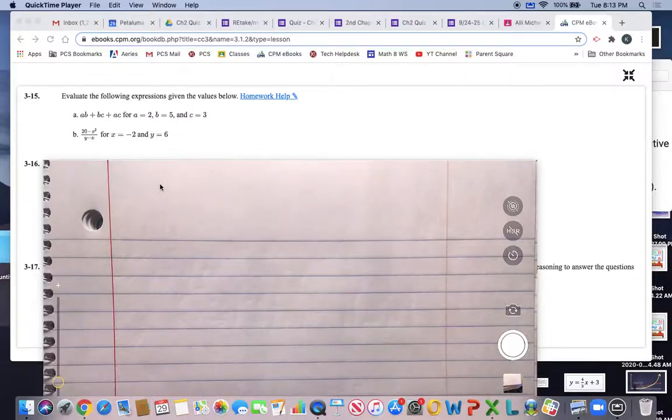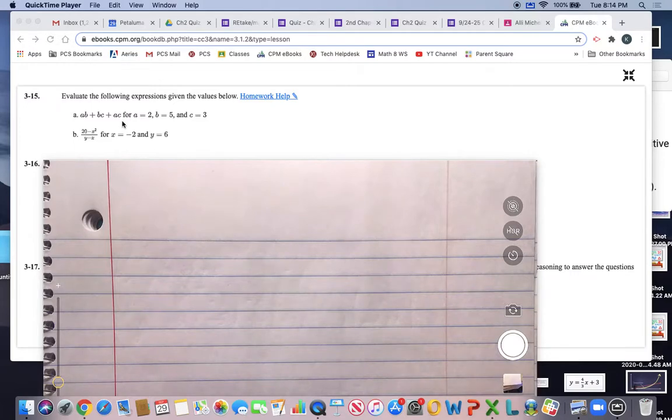This is problem 3-15, and it says evaluate the following expressions given the values below. So below are the expressions AB plus BC plus AC, and it gives us values for A, B, and C. So remember, the word evaluate means that we're supposed to substitute the values for the variables into the expression and then use order of operations to do the math and figure out what the value is.